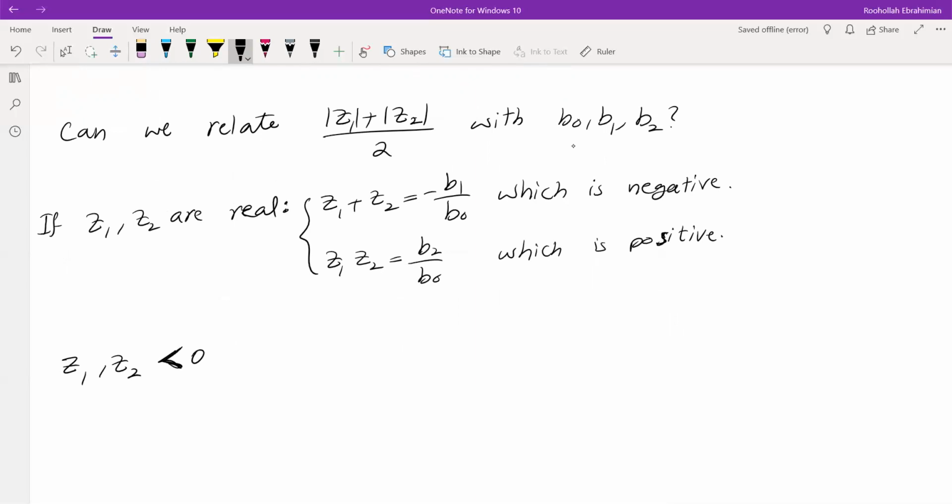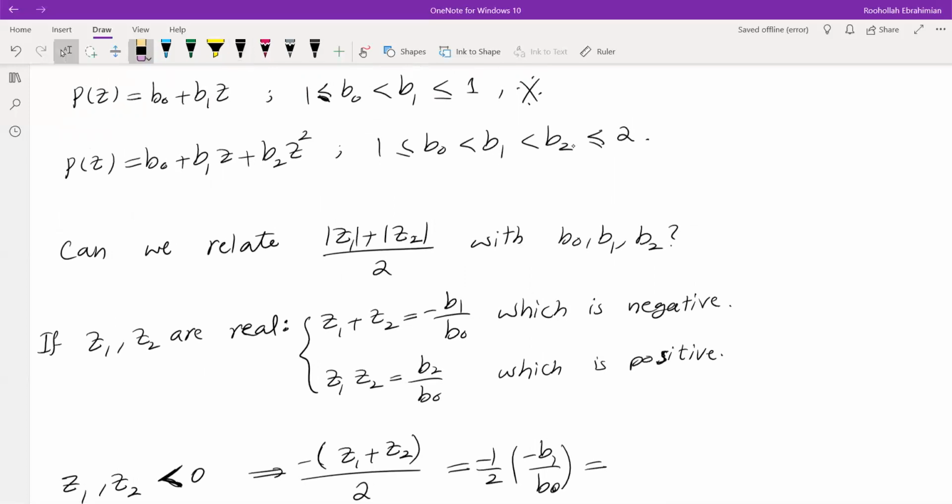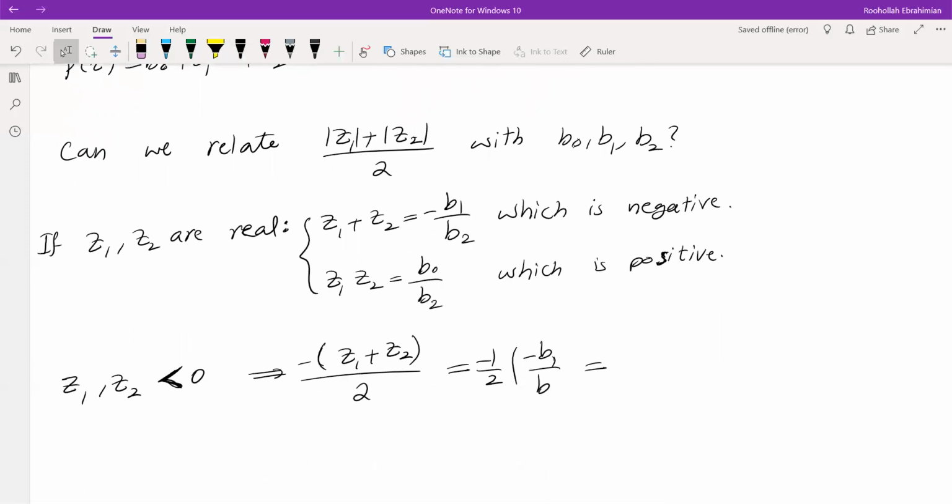So because of that, I can actually find out what the sum is. So I'm looking at negative of that divided by 2. So negative 1/2. Z1 plus Z2 is negative B1 over B0. So that is, I'm sorry, I should have said B2 at the bottom. So I have to swap these. Yeah, B2 is the leading coefficient. So the product is B0 over B2. Okay, so negative B1 over B2, which is B1 over 2B2.